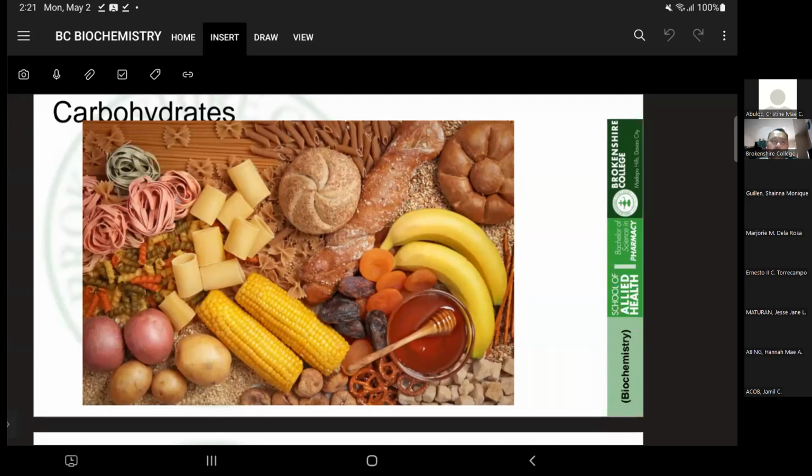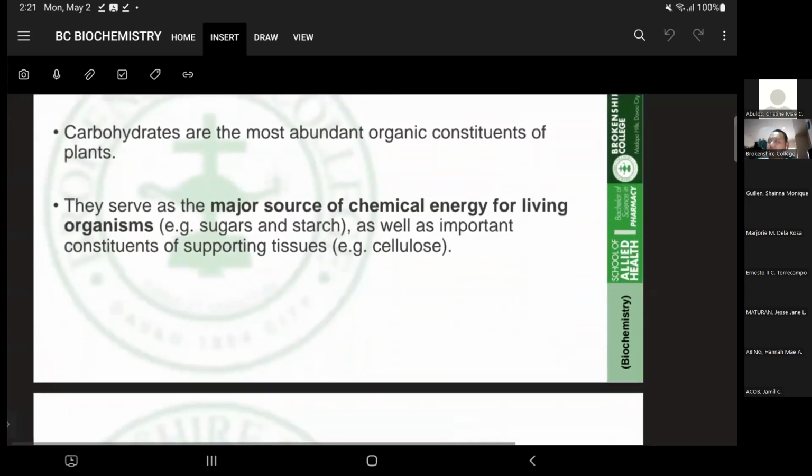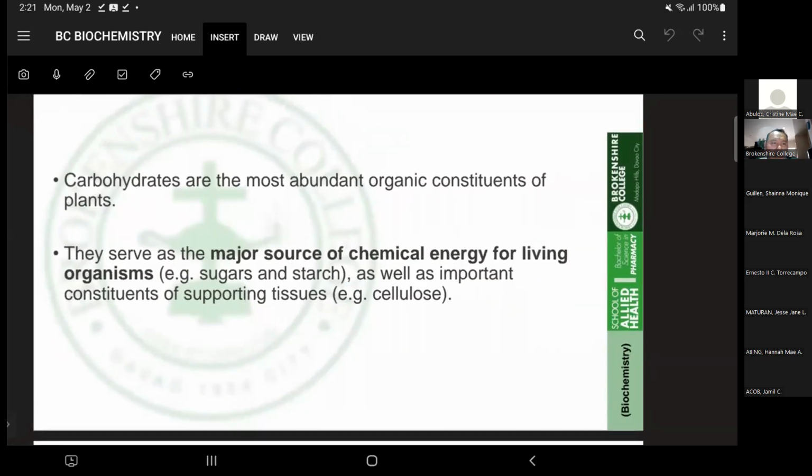Okay, so now let's start with the discussion. When we talk about carbohydrates, they are the most abundant organic constituent, particularly found in plants. They serve as the major source of chemical energy for living organisms, such as sugars and starch, which are usually found in the plants that we eat. They are also an important constituent for supporting tissues like cellulose, wherein cellulose is present in the structure of our plants. Sa cell wall ng ating plants, present itong si cellulose.